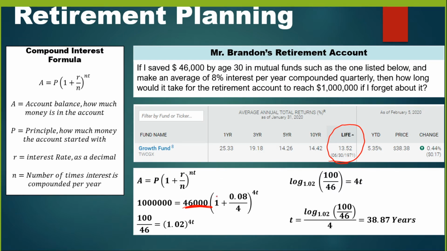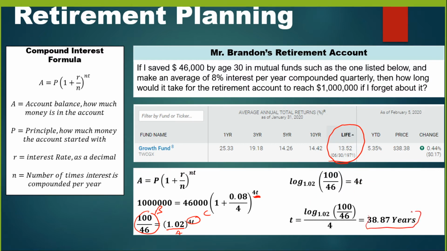So I've got 1 plus my interest rate of 8%, which I'm compounding quarterly, so that's 4 times per year, for some number of years. So that's 4 times t, and I want to reach $1 million. So I can divide 1 million by 46,000, gives me 100 over 46 on my left side, and then set that up as a logarithm. So log base a of b equals c. So that's log base 1.02 of 100 over 46 equals 4t. Divide both sides by 4 and I'll have my t.